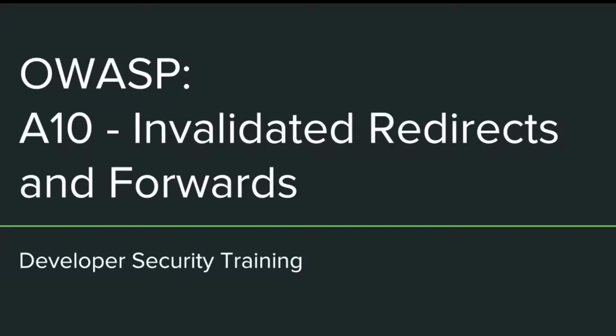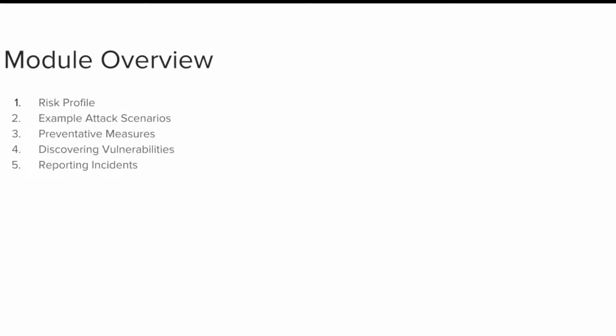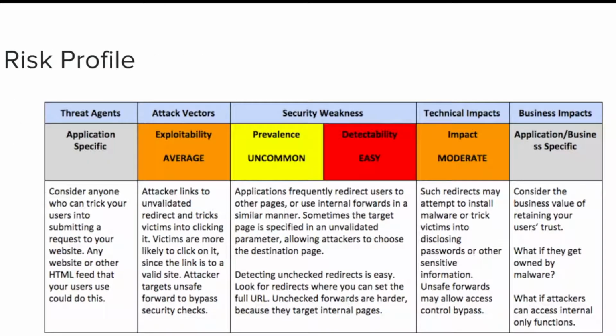This training module covers OWASP A10, Invalidated Redirects and Forwards. The module is divided into 5 sections: risk profile, example attack scenarios, preventative measures, discovering vulnerabilities, and reporting incidents.